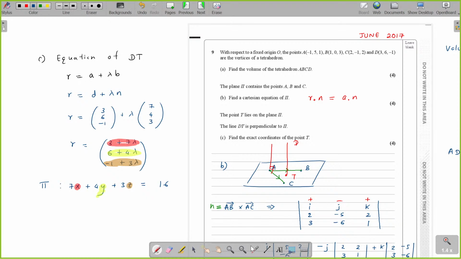Why am I solving it simultaneously? The reason is that I want to get the cutting point. I want to find the intersection. The intersecting point gives me the coordinates of t. That's what I want. Okay?